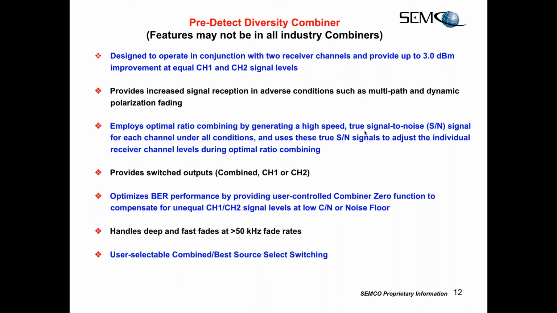Also, the combiner needs to have a best source select switching capability, to where you can convert the combiner into a best source selector for selecting the highest carrier to noise signal between channel 1 and channel 2, so that you aren't basically losing your data because the fade is so deep that the combiner stops combining and you basically lose the signal. So what you want is an automated best source selection, and you also want manual best source selection. So you could go in and you can basically put the combiner into a manual best source select mode.